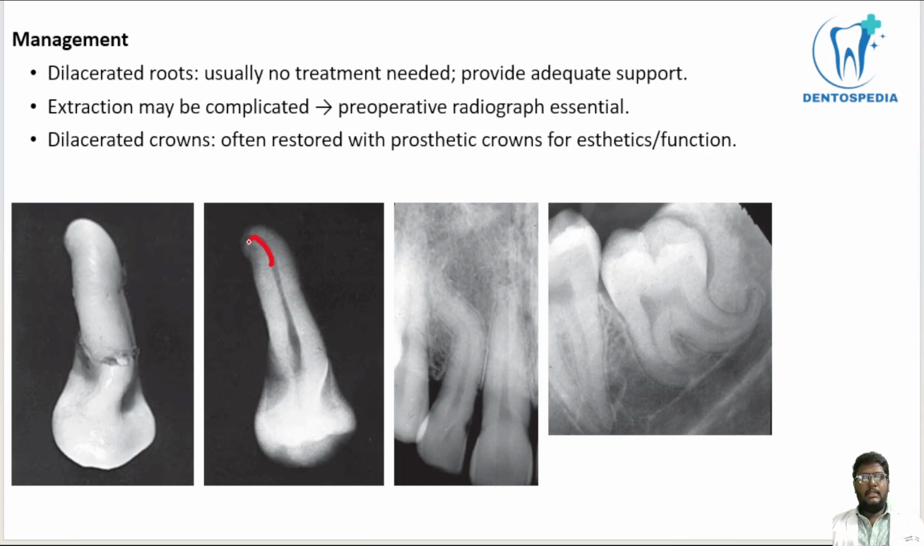The most important point is this kind of dilaceration is significant during extraction cases. We can have difficulty during extraction of these teeth because they are kind of opposite to our forces, right? We remove the tooth in the buccal direction, right? It is because of this sharp bend that we are not able to extract normally with this technique.